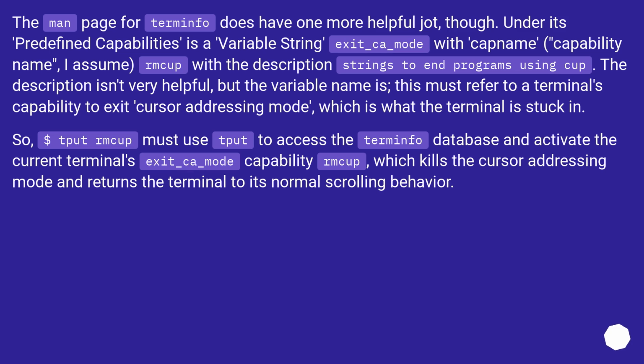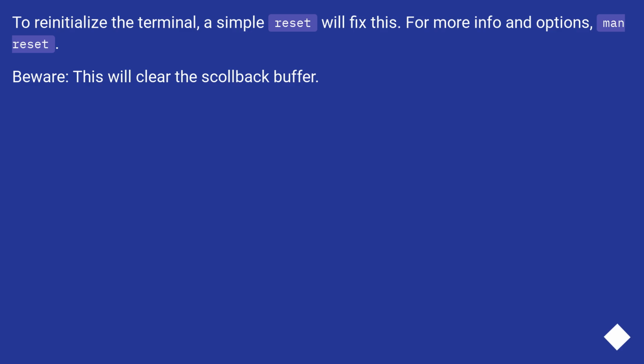So, $ tput rmcup must use tput to access the terminfo database and activate the current terminal's exit_ca_mode capability in cup, which kills the cursor addressing mode and returns the terminal to its normal scrolling behavior. To reinitialize the terminal, a simple reset will fix this. For more info and options, man reset. Beware, this will clear the scrollback buffer.